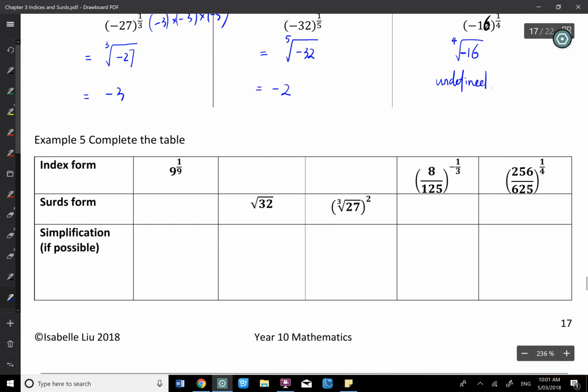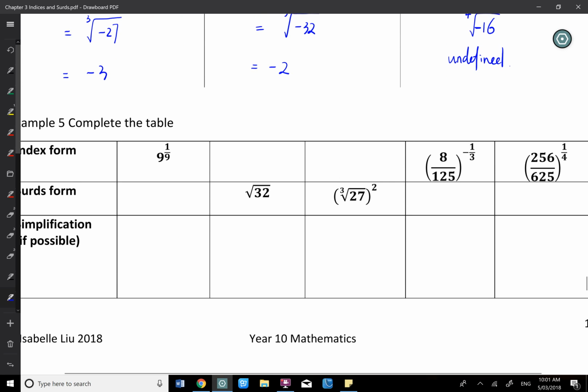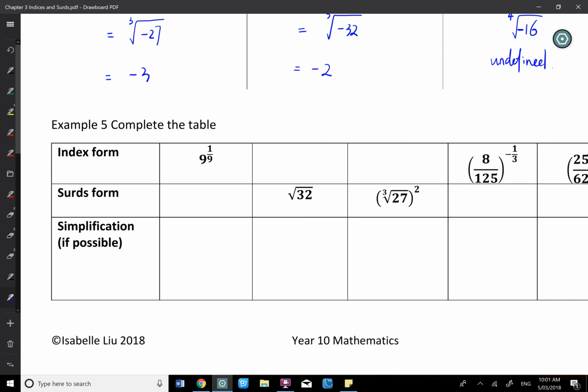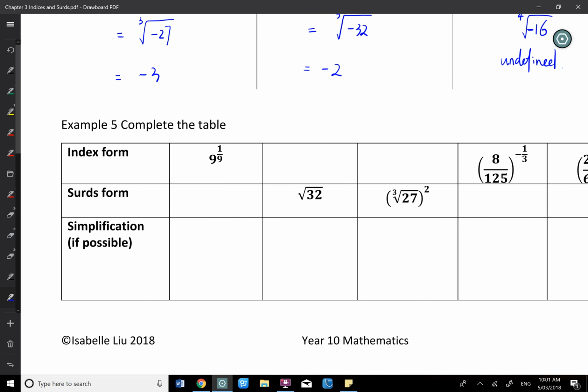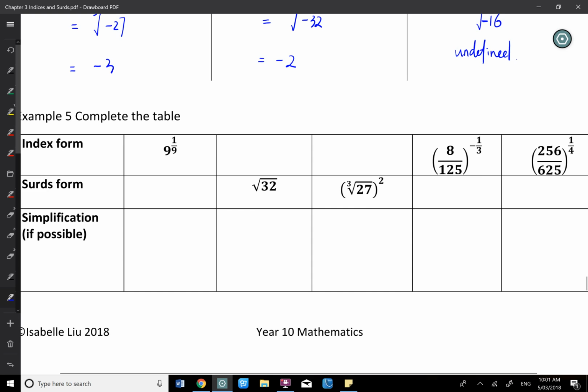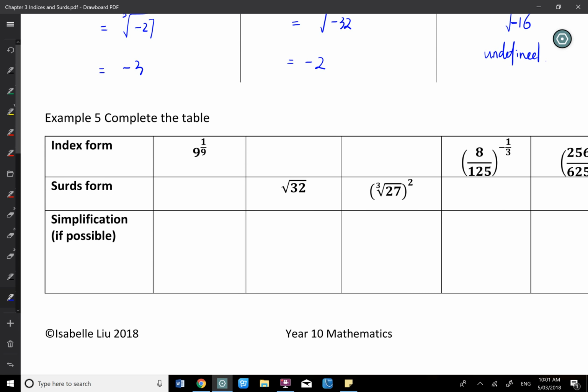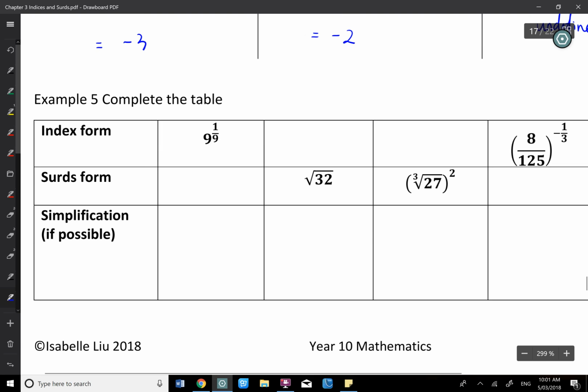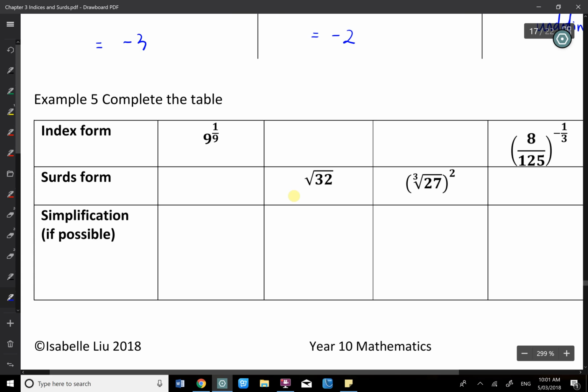The last thing I want you to look at is to complete this table here. I give you 3 minutes to complete this table for me. I will give you an example here. Let's look at the second line. 32, that's the third form. So if I put that into the power form, that's 32 to the power of a half.